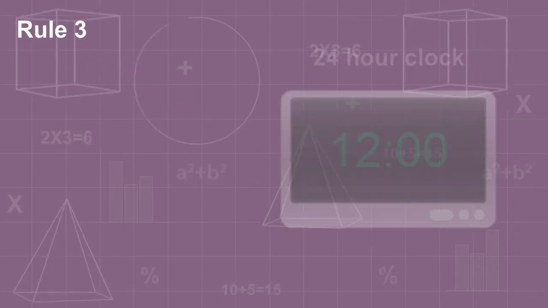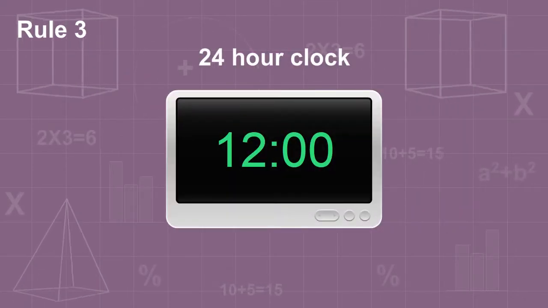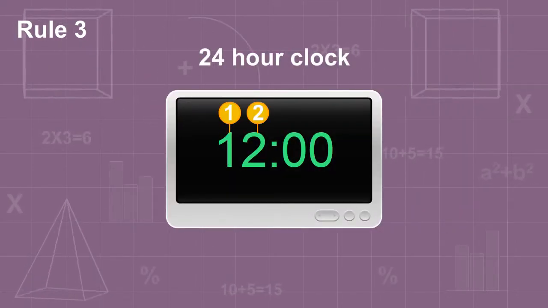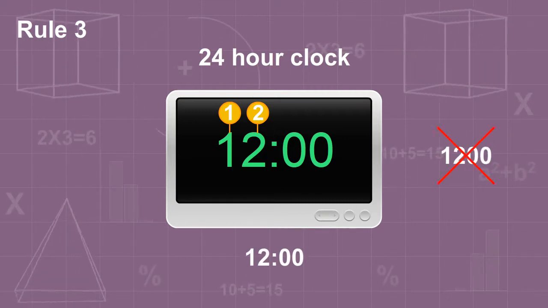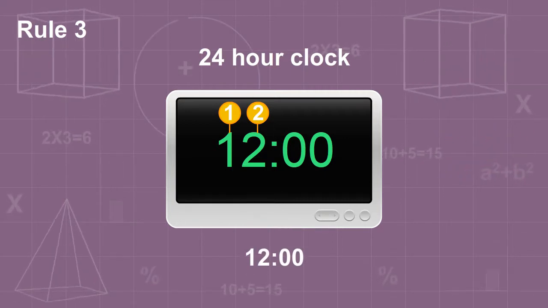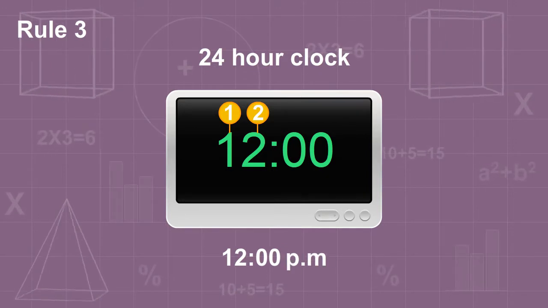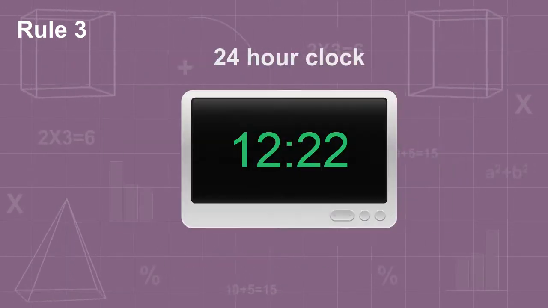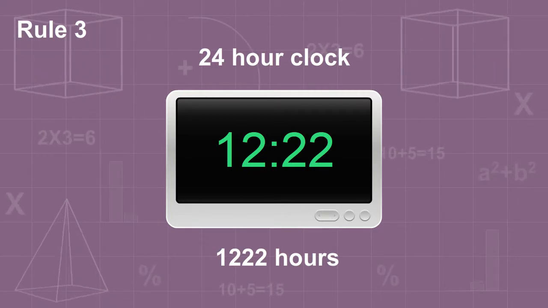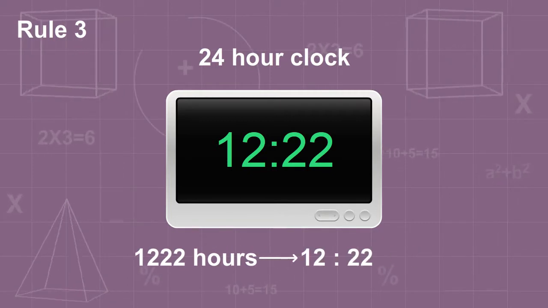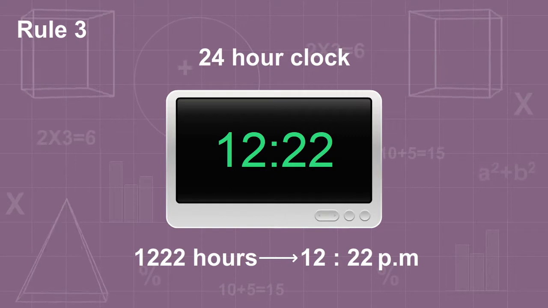Rule 3. In a 24-hour clock time, if the number from the first 2 digits is 12, not 1200, then it tells time after noon. Here, PM is used with time. For example, 1222 hours can be denoted as 12:22 PM.